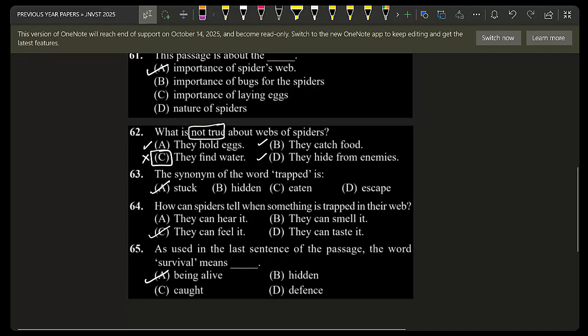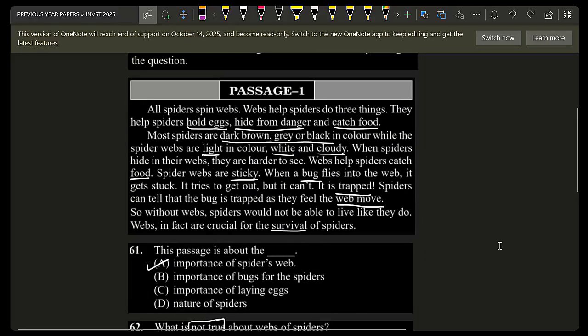Shanvit, what is your doubt? Sir, what do you mean by cruel? Which question is it? Sir, in the passage. In the passage, which line has that word? Sir, last line. Webs, in fact, are crucial. Crucial means very important. Okay. Very important for the survival of spiders. The webs are very important. Crucial means it's very important in their life.